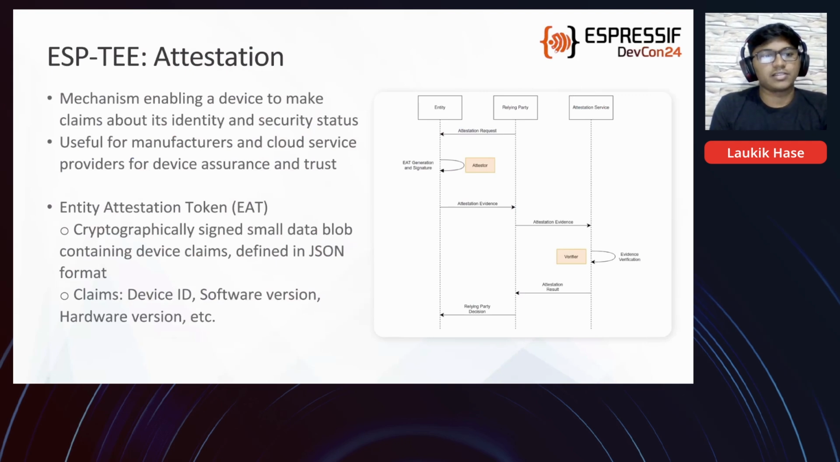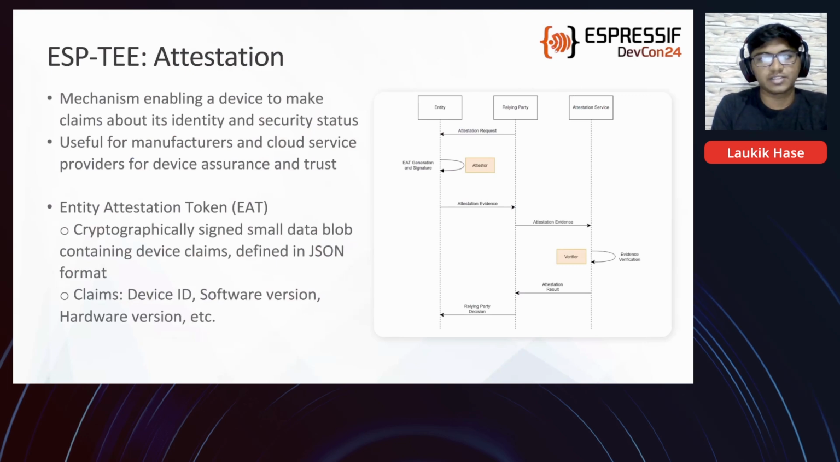The relying party, which is the remote party (I think a manufacturer or cloud service provider is an example), sends an attestation request to the device's REE side. The REE forwards the request to the TEE's attestation service via the secure service call interface. The TEE generates and cryptographically signs the entity attestation token and sends this evidence back to the relying party.